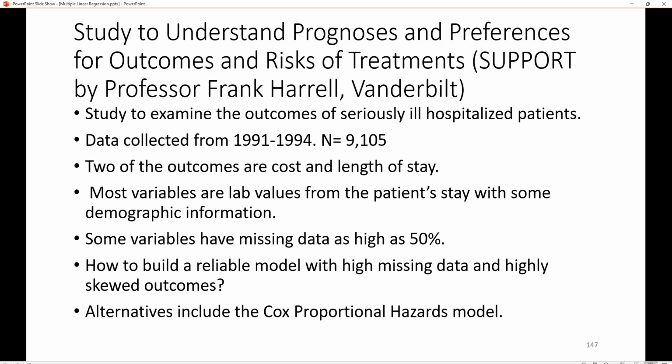And just to give you a review of the study, it's called the Study to Understand Prognoses and Preferences for Outcomes and Risks of Treatment. It's the SUPPORT study by Professor Frank Harrell at Vanderbilt. This is the study to examine the outcomes of seriously ill hospitalized patients. Data was collected from 1991 through 1994. The sample size is 9,105. Two of the outcomes are cost and length of stay. Most variables are lab values from the patient's stay with some demographic information. Some variables have missing data as high as 50%. This leaves us with the question of how to build a reliable model with high missing data and highly skewed outcomes. Alternatives to the linear model include the Cox proportional hazards model.